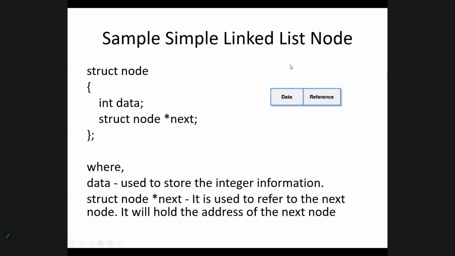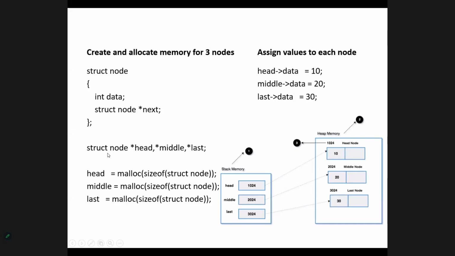So now we will create 3 containers. Of type struct node, this data type, we create head, middle, last, right? So now we created the 3 nodes, 3 containers.